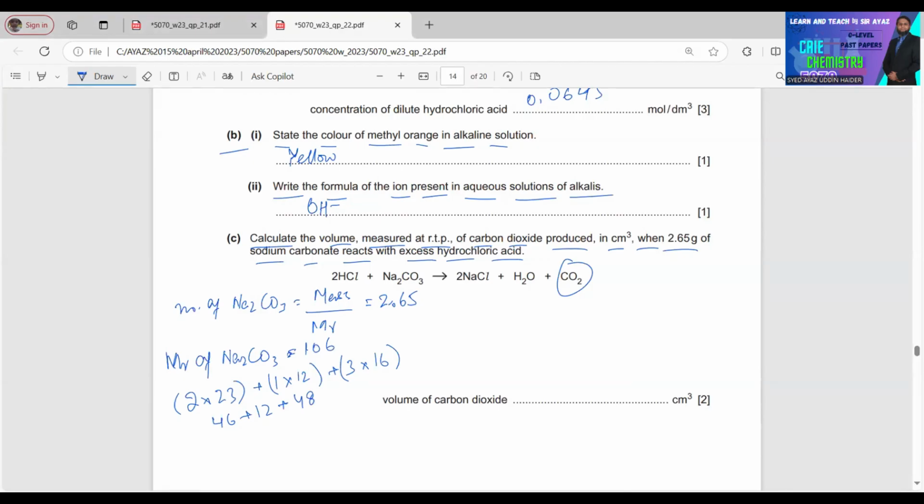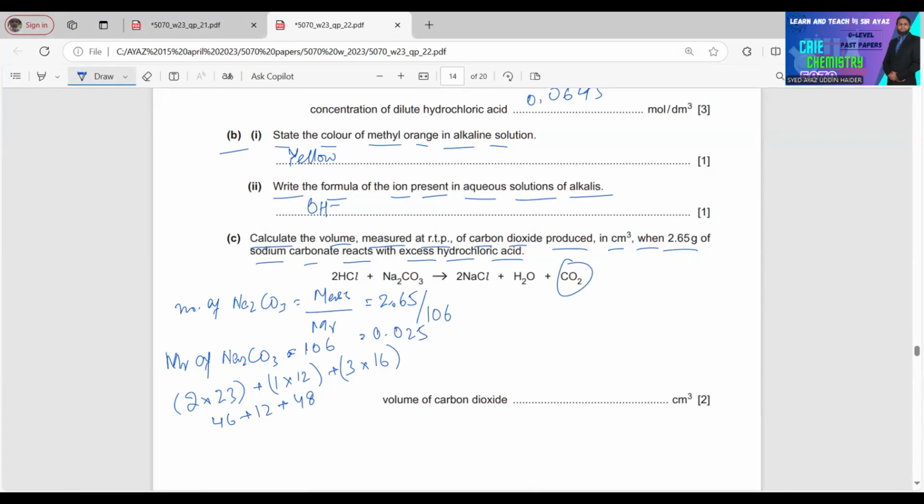So 2.65 divided by 106. This will give us the moles of Na2CO3. 2.65 divided by 106 is 0.025. 0.025 are the moles of Na2CO3.